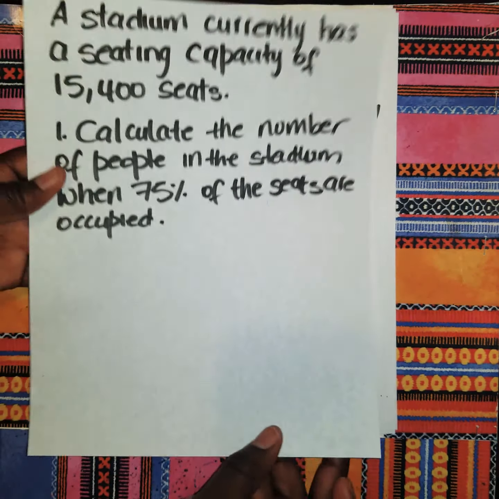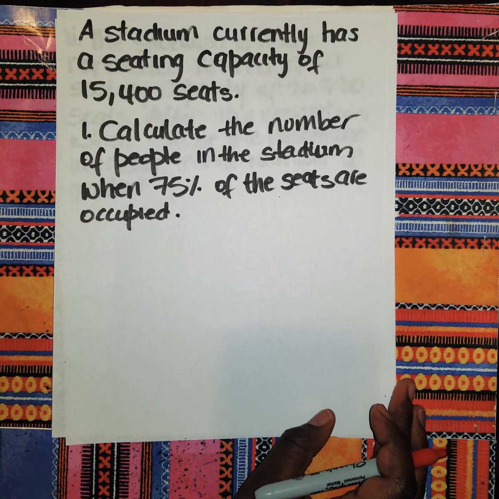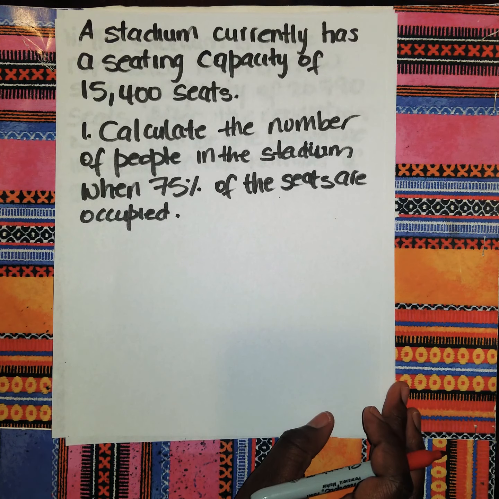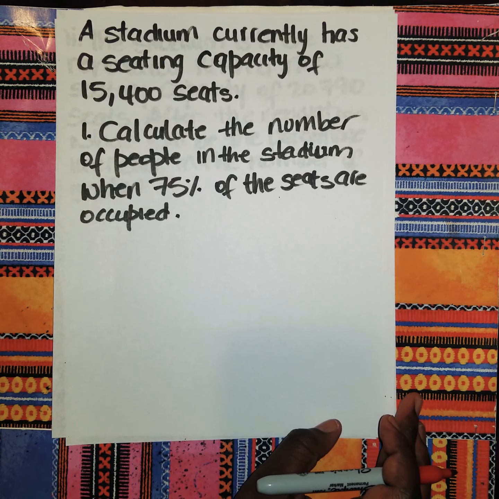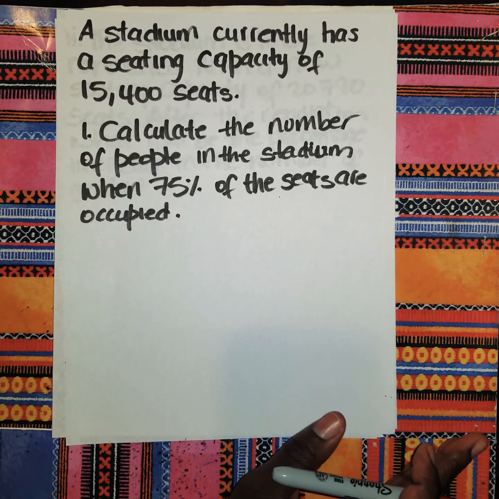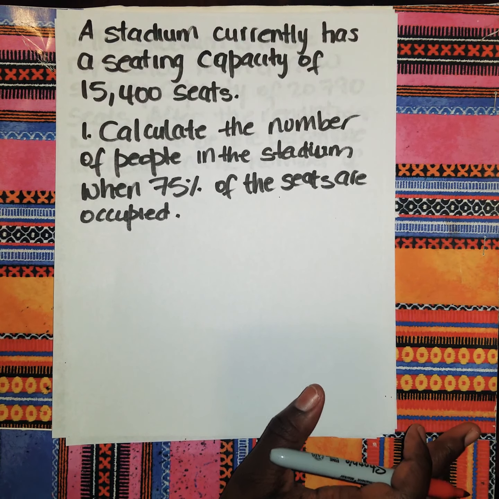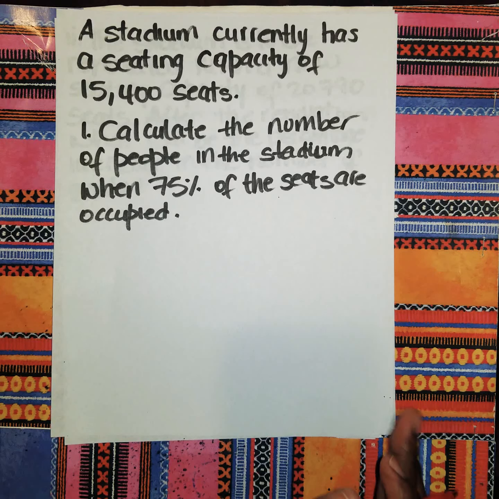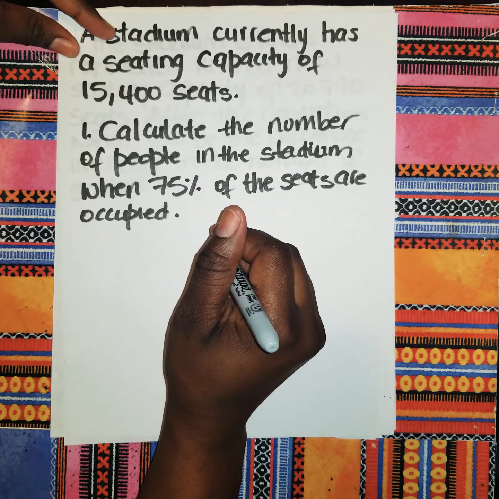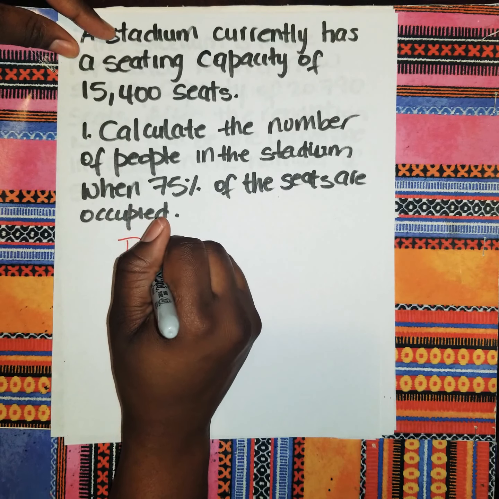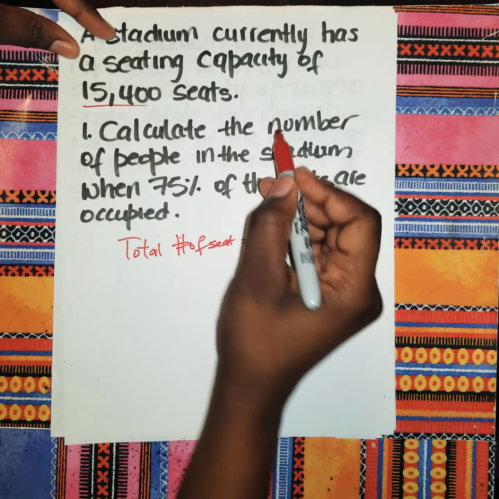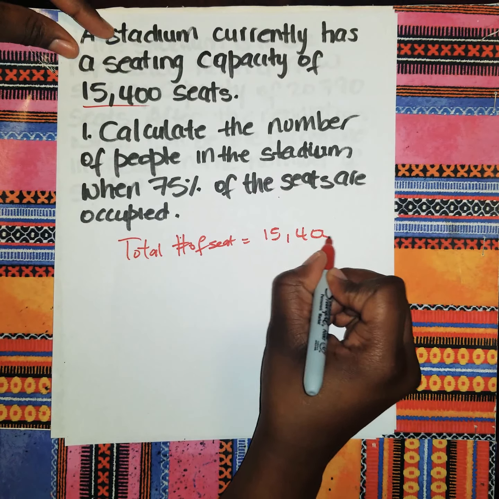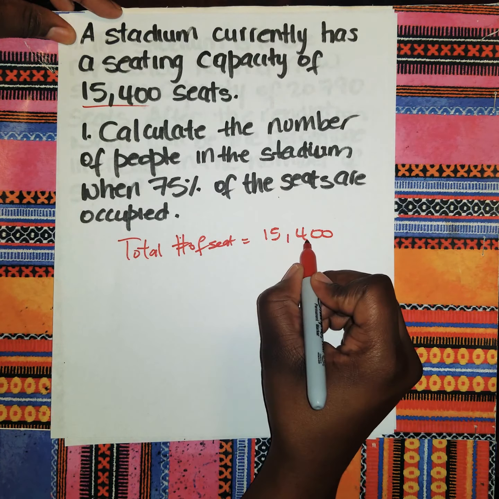Okay, here you go. So a stadium currently has a seating capacity of 15,400 seats. We are asked to calculate the number of people in the stadium when 75% of the seats are occupied. So basically, guys, they're asking you, when 75% of the seats are occupied, how many people are in the stadium? So the total number of seats is what they gave us in the question, 15,400. Our next goal is to find 75% of that.